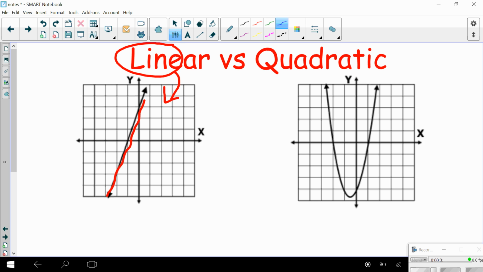The function on the right is a parabola. A parabola sort of looks like a U. In the word quadratic is the letter U. So any function that looks like a U will be quadratic.